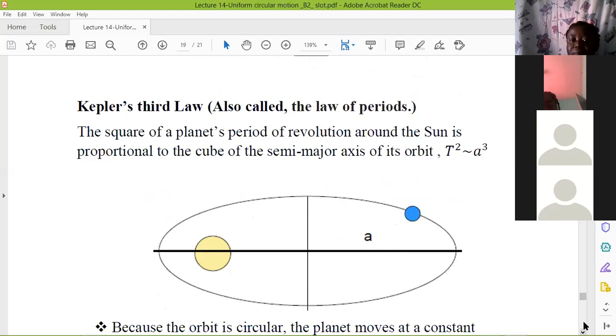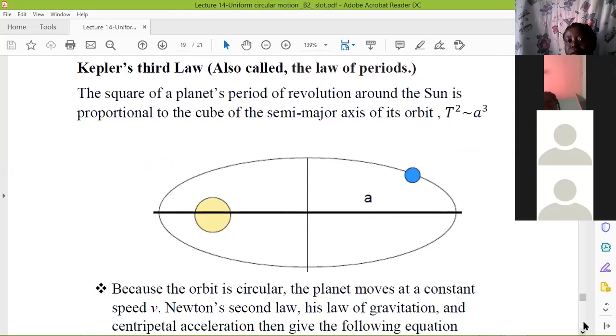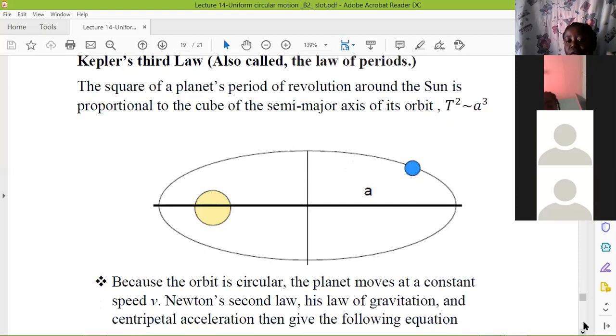The square of the period, the time it takes to revolve or orbit the sun, is proportional to the cube of the major axis. So the period it takes to revolve around the sun is proportional to its radius.